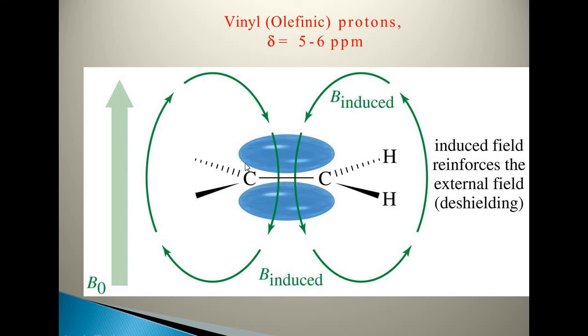Likewise, here the C=C bond is there, and the electrons which are sharing the bond generate a magnetic field. So the induced magnetic field and the external magnetic field are in the same direction, so it will be observed as de-shielding.